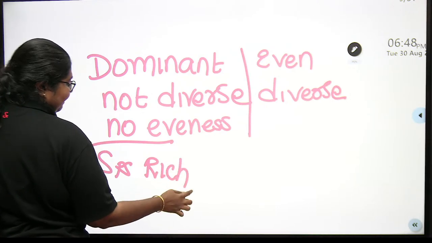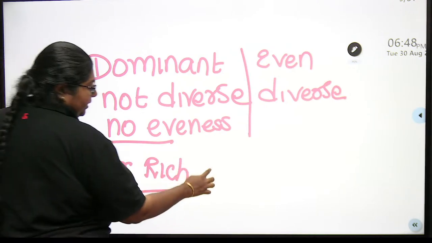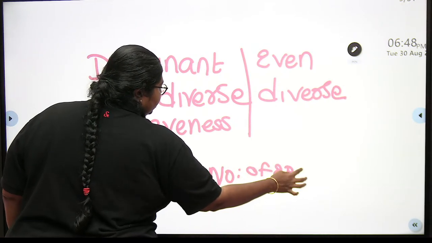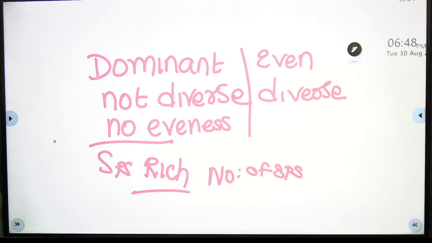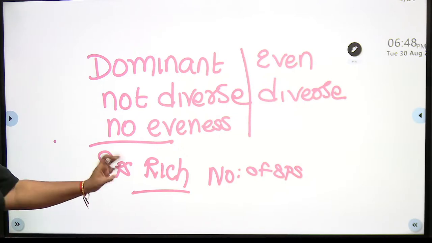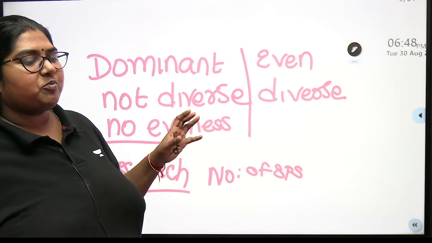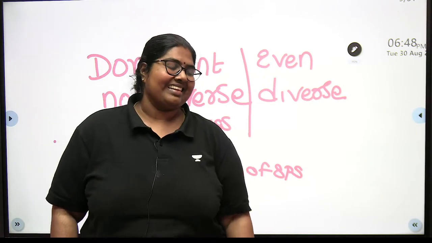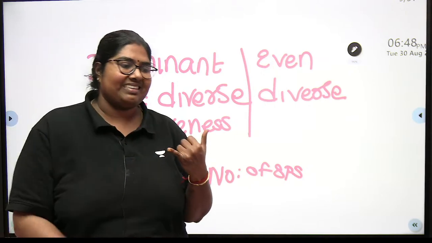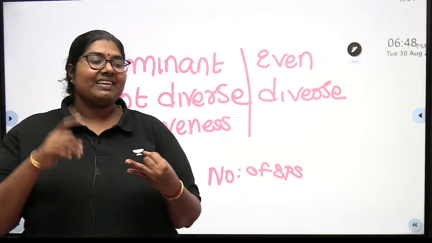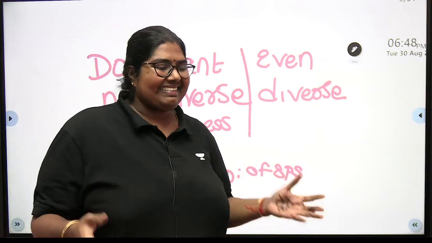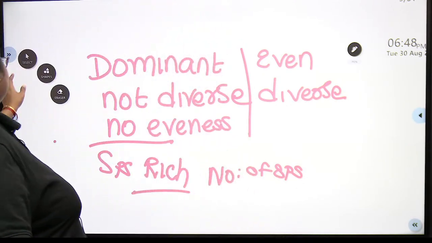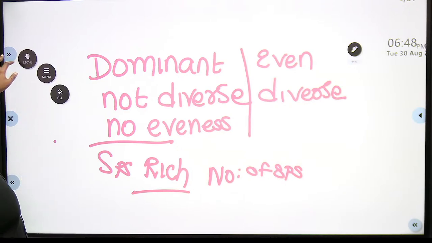Species richness tells you about the number of species. What is your species richness telling about? It is telling about the number of species. How many species are present? This is what is called species richness. So now you understood what species richness, evenness, and dominance are. These are all simple terms, but many are getting tricked.